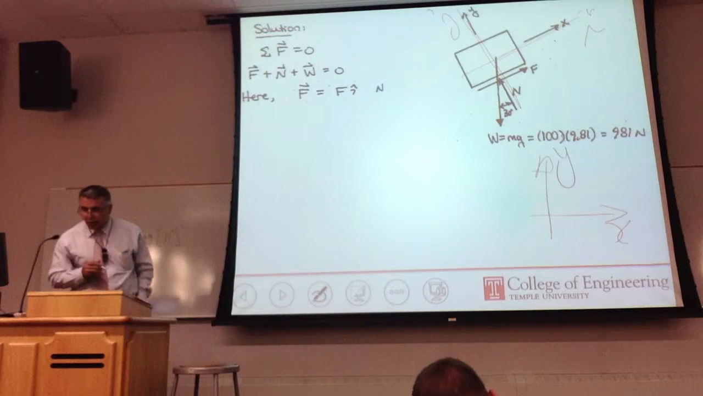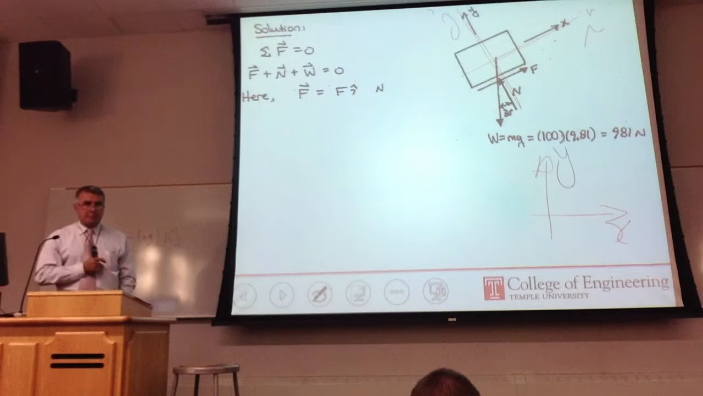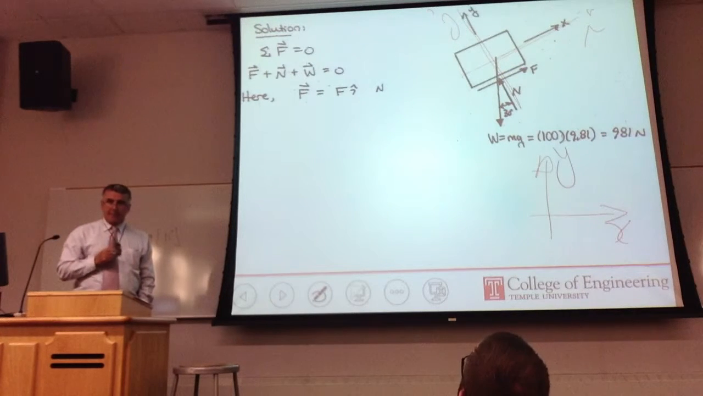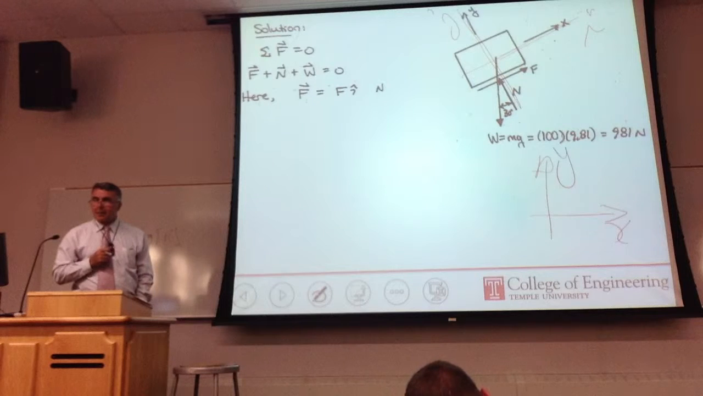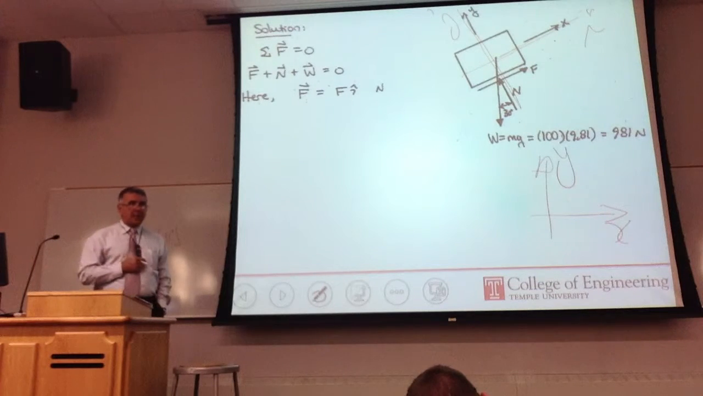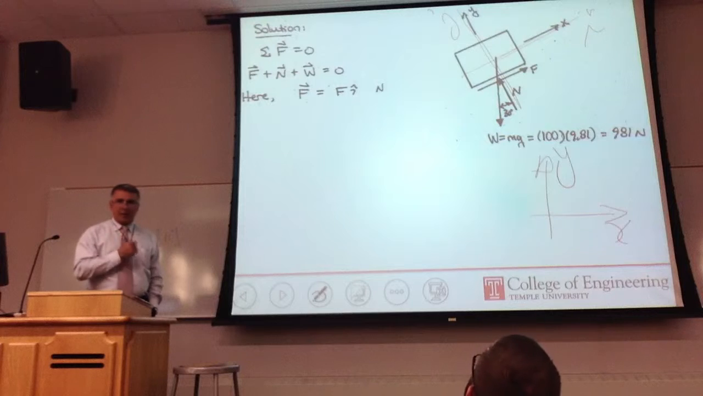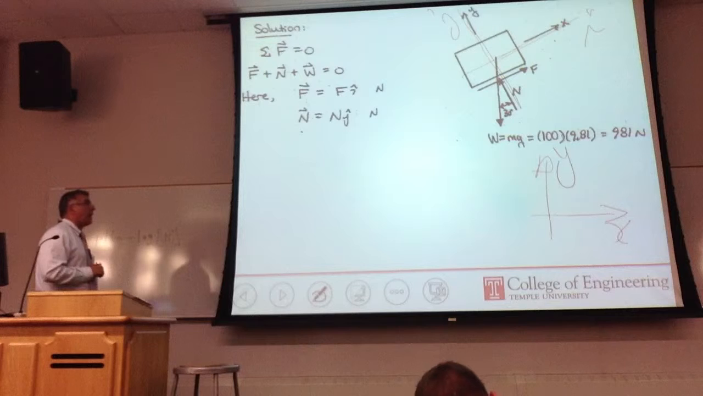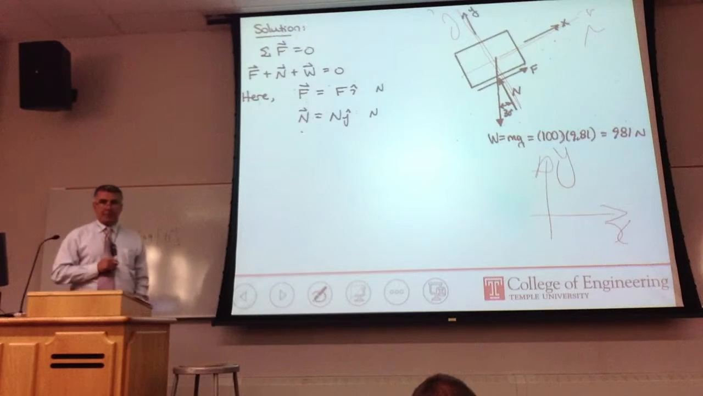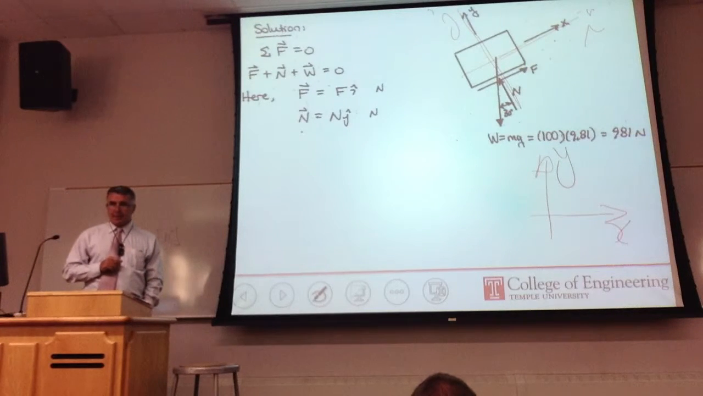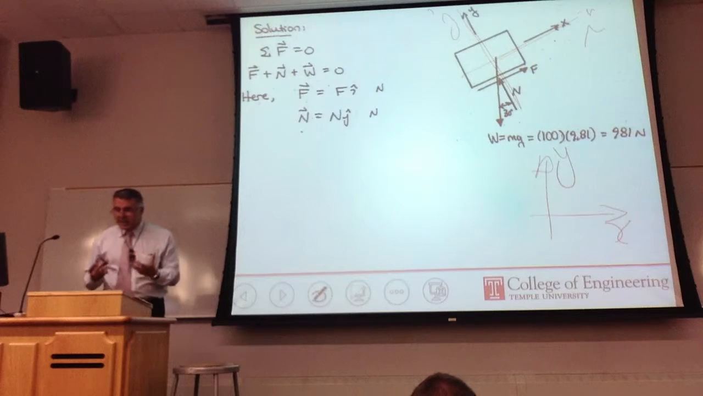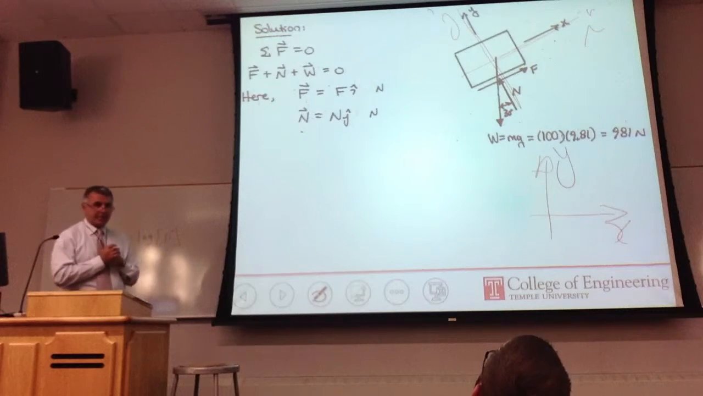So what is the next thing? The next thing is to show N. How do we describe N in this case? Yes. Only in j, because it does not have any i component. So in this case, it is going to be N times j bar. Do you see that? So now I have described the friction force, and I have described the normal force. The next thing for me is to describe what?